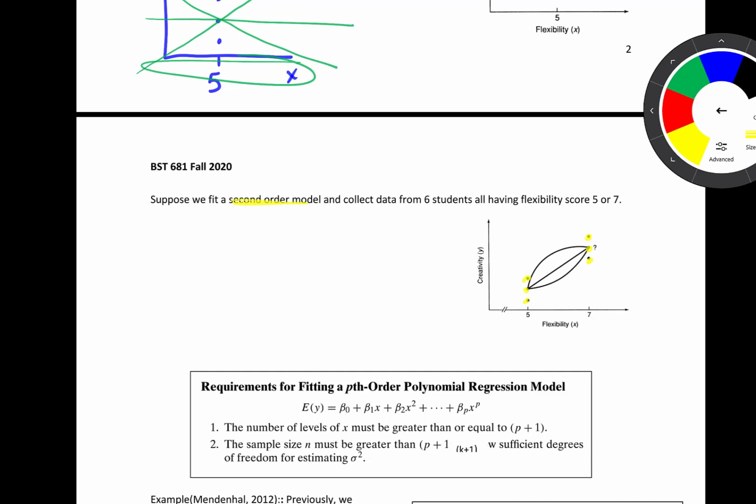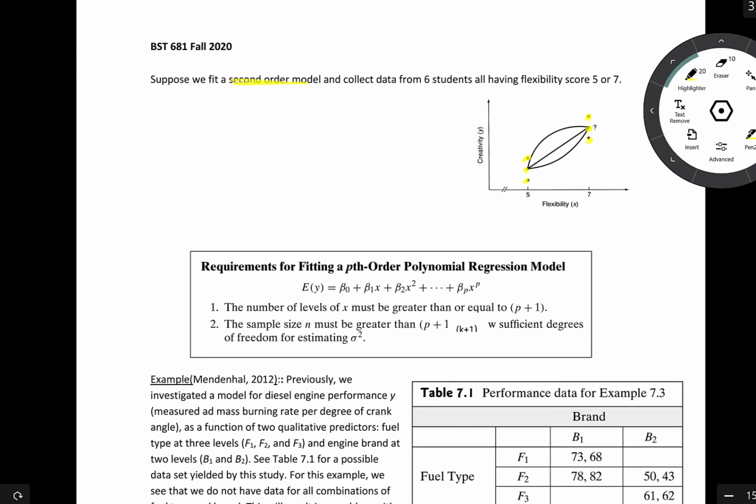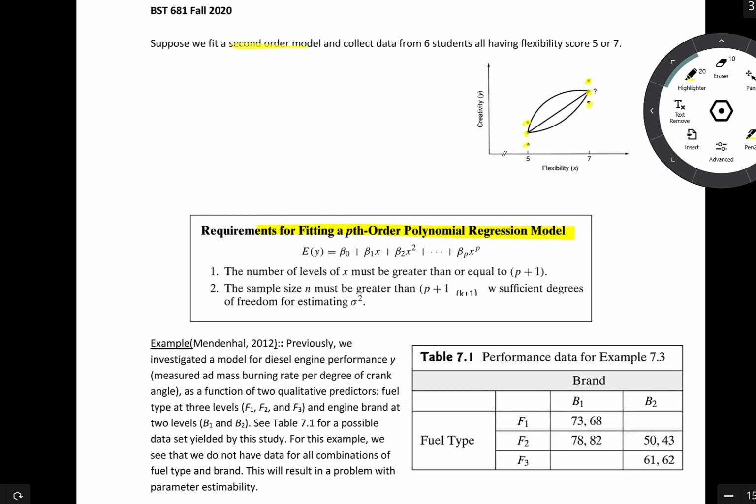There's an infinite number of lines that we could fit through these. We're not going to be able to find the one with the best fit. So again, we have another problem where the parameters are not estimable. And in this case, we would need at least 3 different x values. So in general, if we talk about fitting a pth order polynomial regression model, we need that the number of levels of x must be greater than or equal to p plus 1. So this talks about how much variability we need along the x-axis.